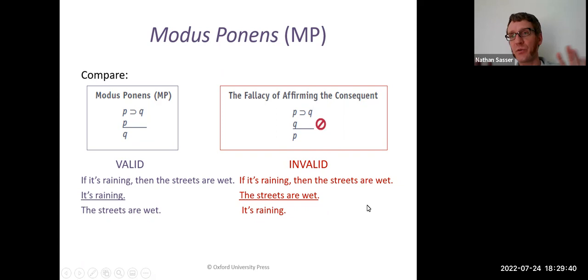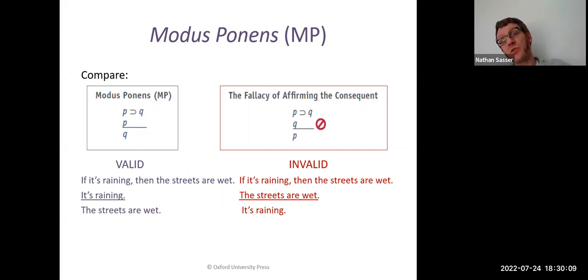This will be easier to understand with the example. So here's the fallacy. If it's raining, then the streets are wet. So far, fine. Premise 2, the streets are wet. Therefore, it's raining. But that doesn't follow. That's not necessarily true. Think of a situation, prove it to yourself. Try to imagine a situation in which it's true that if it were raining, the streets would be wet.